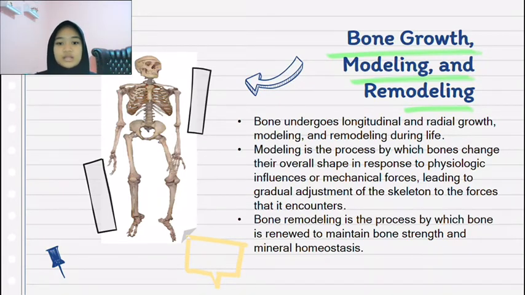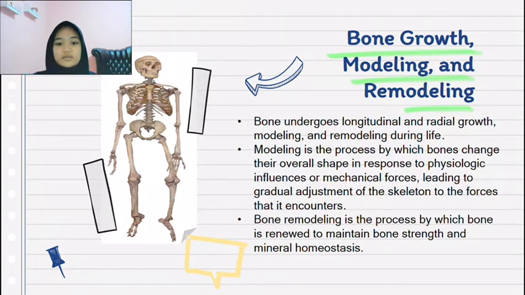Bones may widen or change axis by removal or addition of bone to the appropriate surface by independent action of osteoblasts and osteoclasts in response to biomechanical force. Bones normally widen with aging in response to periosteal apposition of new bone and endosteal resorption of old bone. Bone remodeling is the process by which bone is renewed to maintain bone strength and mineral homeostasis.